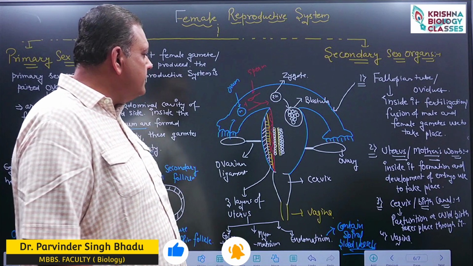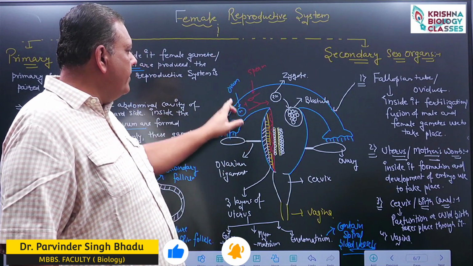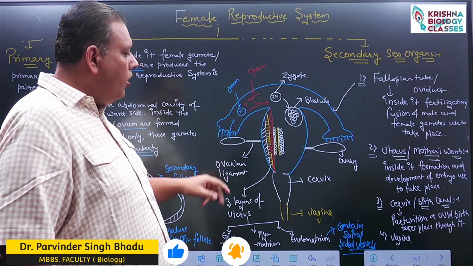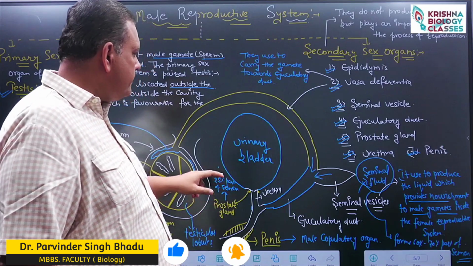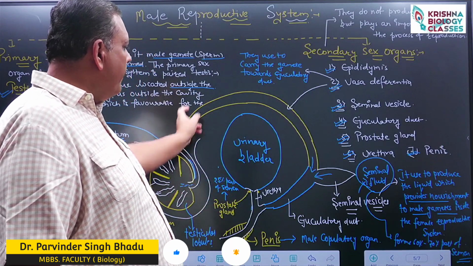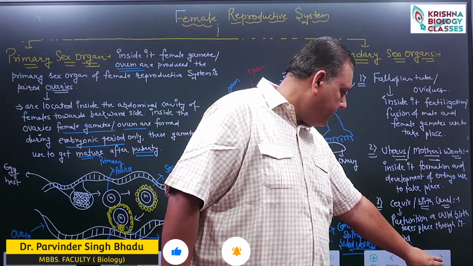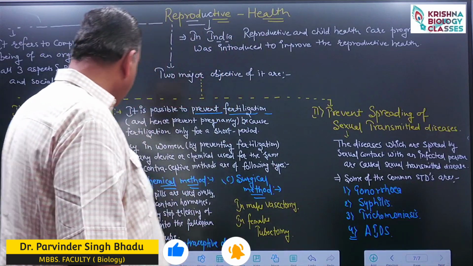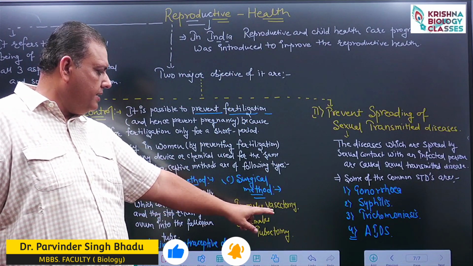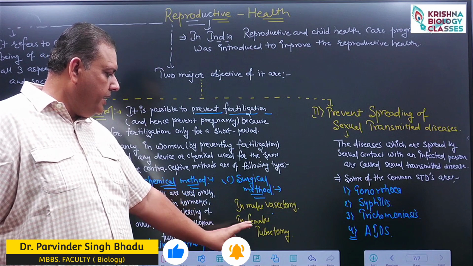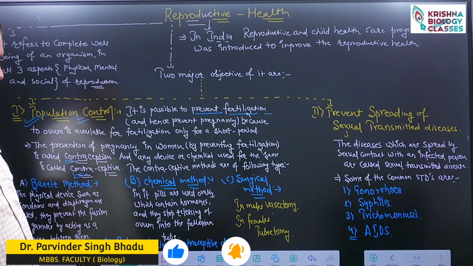In surgical methods, in females, we cut the fallopian tube so that the male gamete will not reach the female gamete, or we cut the vas deferens in males so that the male gamete will not be released along with the semen. So these are the methods: barrier, chemical and surgical. In males, when we cut the vas deferens, it is named vasectomy. In females, when we cut the fallopian tube, it is named tubectomy.